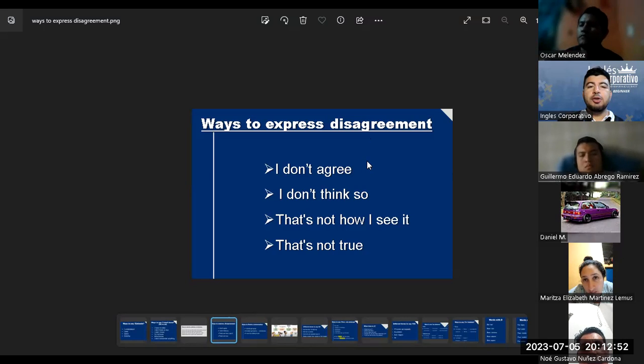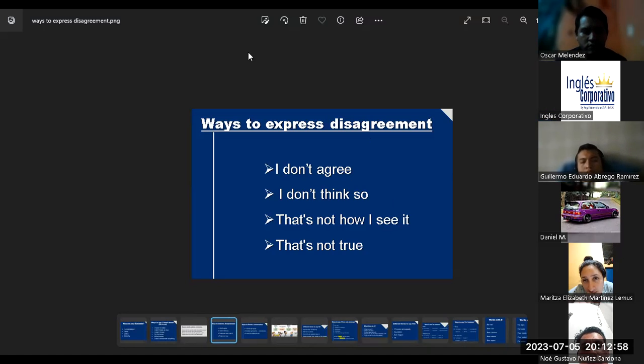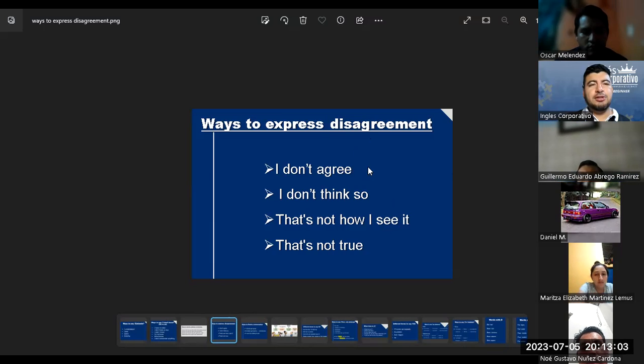I don't agree. No estoy de acuerdo. I don't think so. It's very common when a person is saying something and maybe it is not like that. No es de esa manera. You can say, I don't think so. No lo creo. Number three, that's not how I see it. I like this. That's not how I see it. No es como lo veo. Okay? Yo no lo veo así.